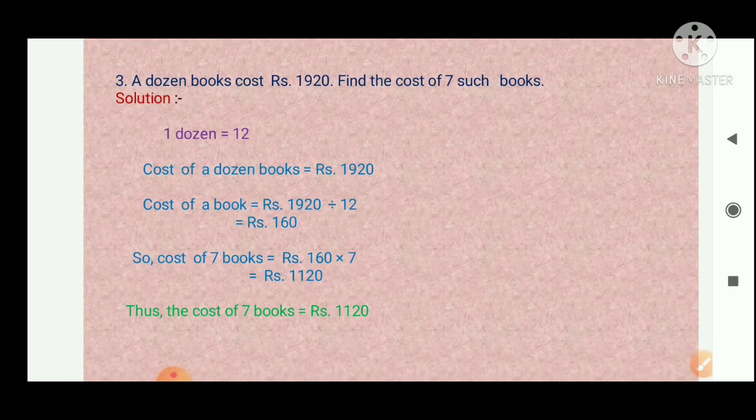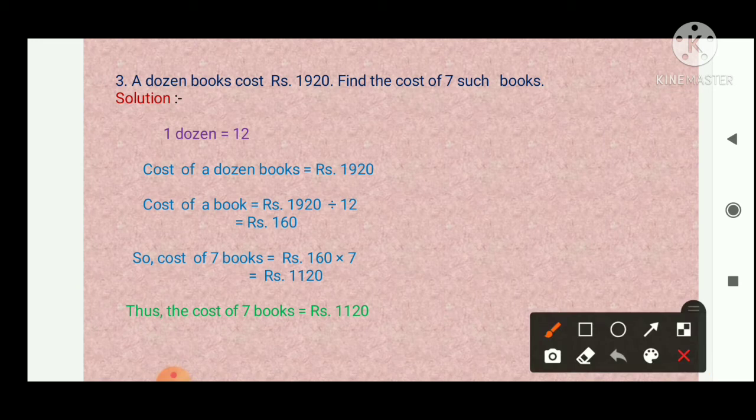A dozen books cost 1920 rupees. Find the cost of 7 such books. Let's see the solution of this word problem. Here we know that 1 dozen means 12. So the cost of a dozen books, meaning the cost of 12 books, is 1920 rupees. But here we have to find out the cost of 7 books. To find the cost of 7 books, first we have to find the cost of 1 book. How will we get the cost of 1 book? By dividing 1920 by 12.